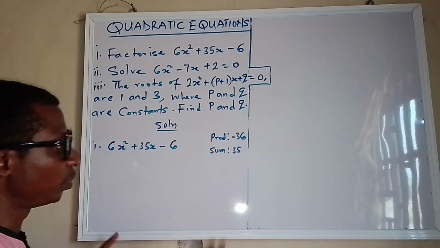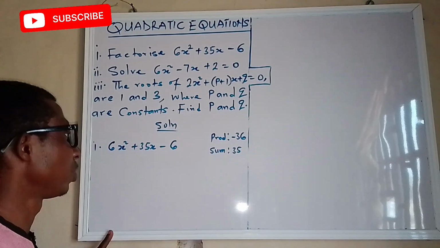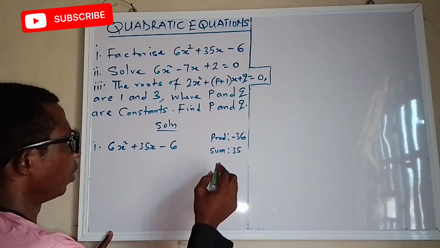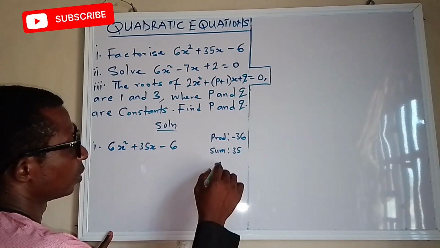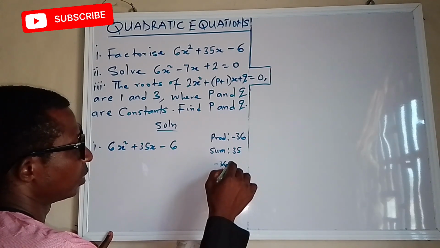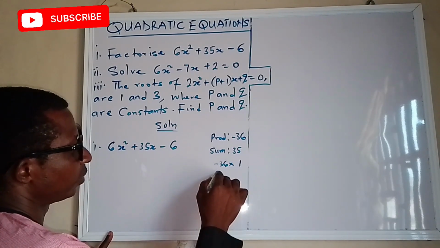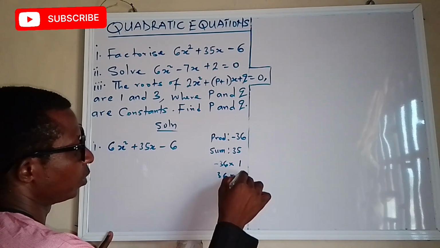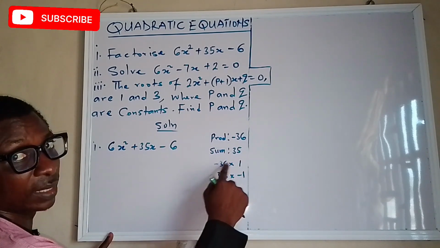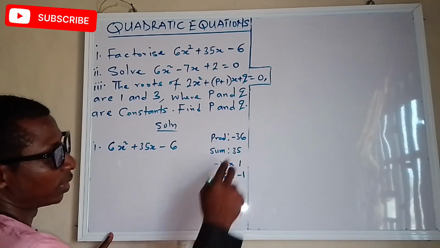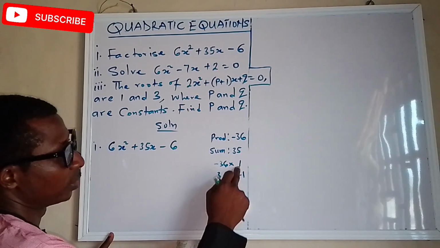The two numbers must be factors of minus 36. So when you look at it very well, you have minus 36 times 1, or we have 36 times minus 1. When you multiply this and this together, you have this. When you multiply this and this together, you also have this. So 36 times minus 1 is minus 36. Minus 36 times 1 is also minus 36.